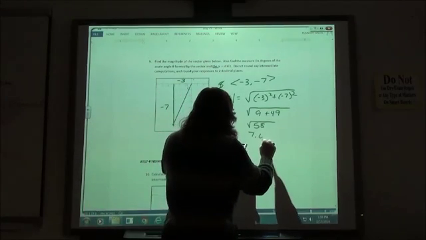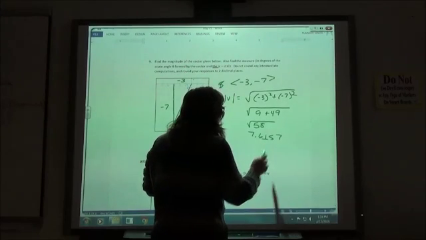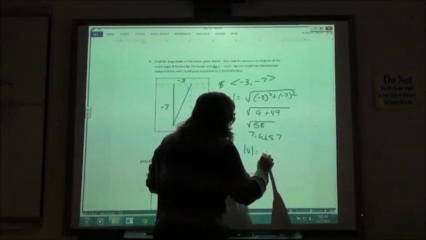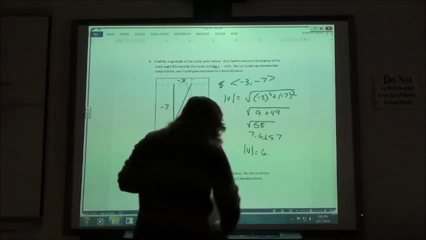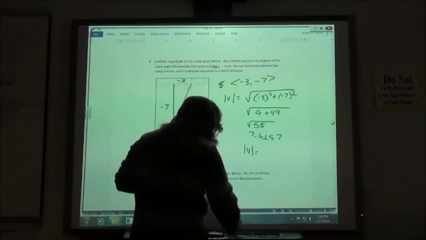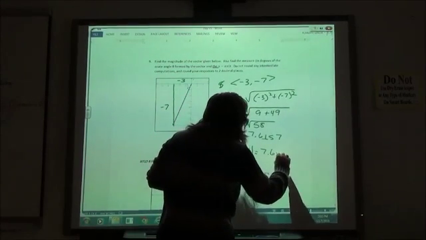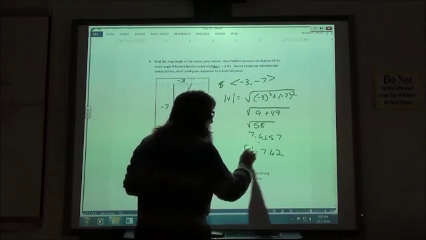So 7.6157 to 2 decimal places then. My magnitude would be 7.62 because I need to round that one up.